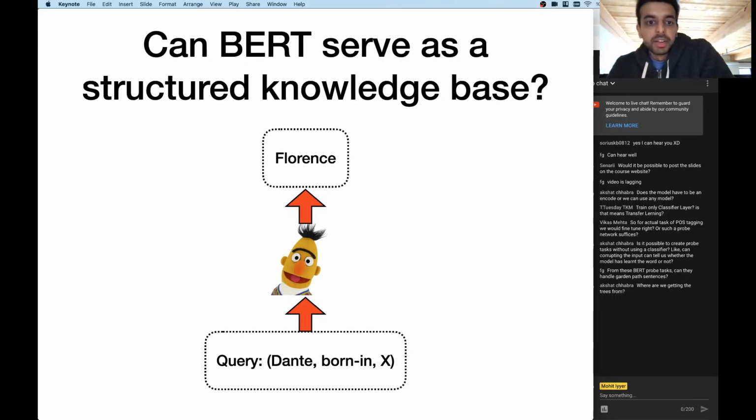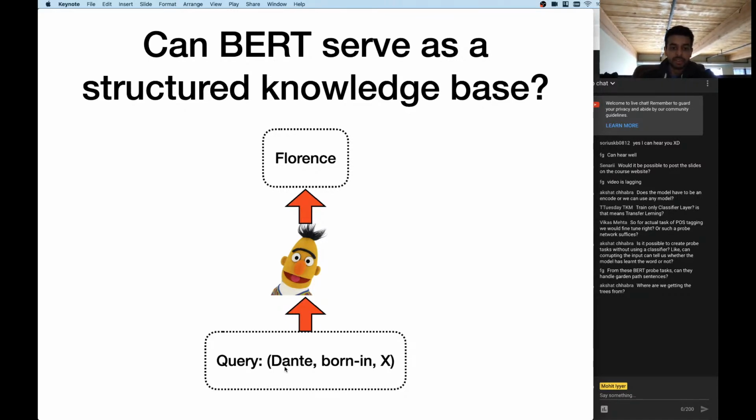All right. So the last type of probe task we'll talk about is whether BERT actually understands world knowledge. Can we query it in such a way that we give it a triple, like entity 1, relation, and then have BERT predict entity 2? So here we have: Dante was born in what location? And if the model knows this fact, then it would produce Florence.